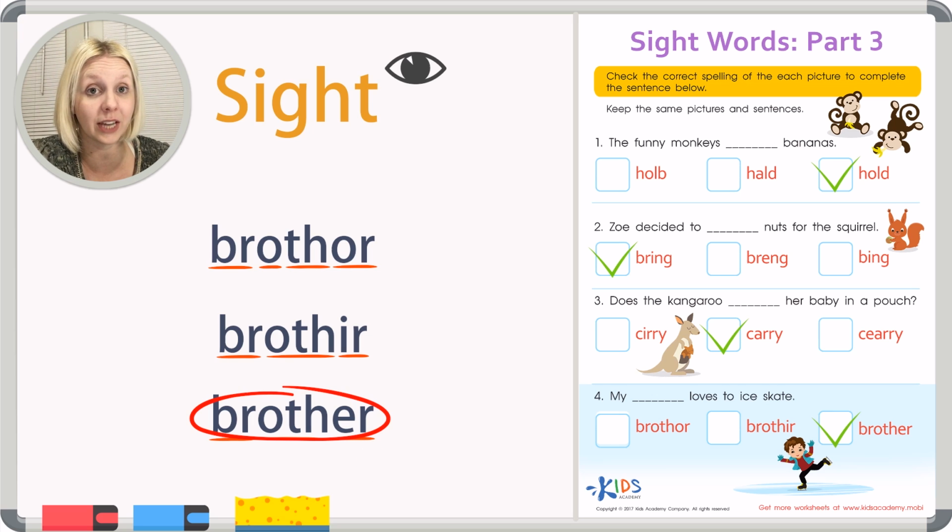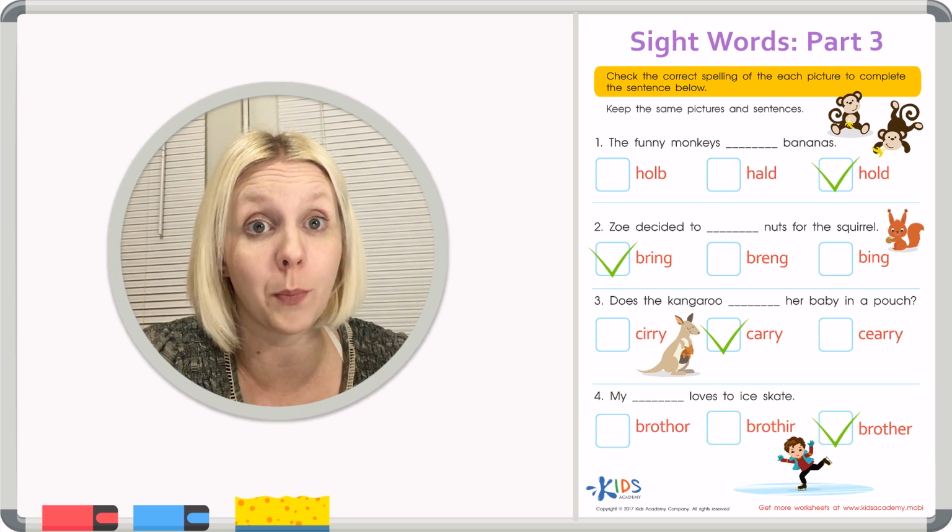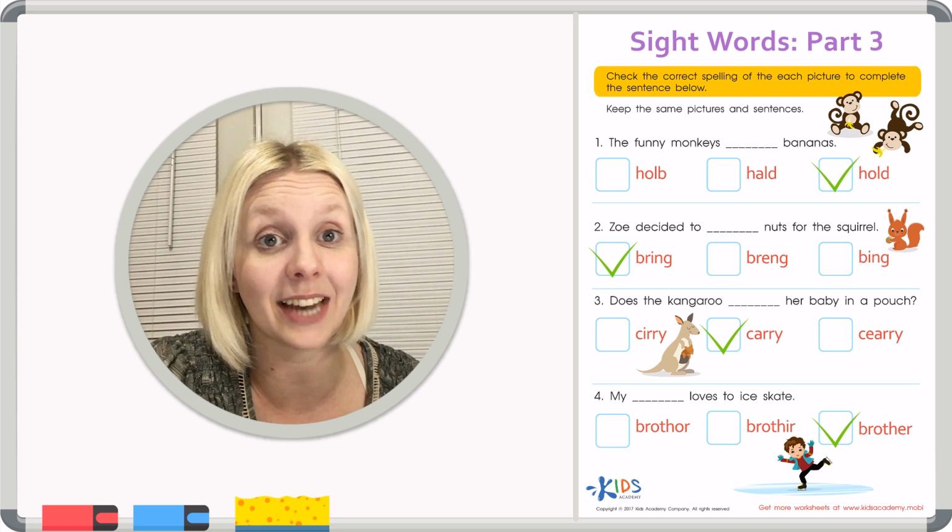We did all 4 of our sight words. You remember our sight words are hold, bring, carry, and brother. And hopefully after all our practice today, you will remember those the next time you see them.